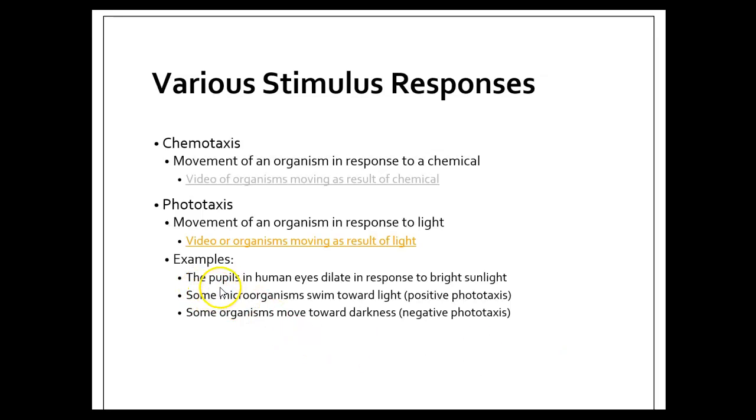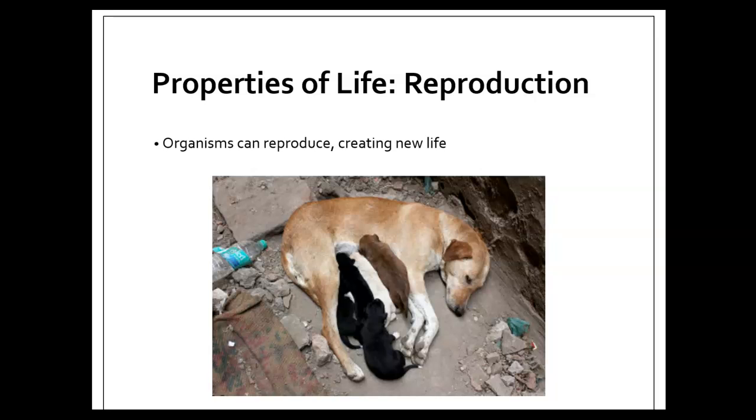Some other examples of responding to stimuli are when the pupils in our eyes dilate in response to bright sunlight, but if we're in the darkness, our pupils become smaller, they constrict. Some microorganisms will swim toward light, and if it's a response toward the stimulus, we say it's positive, so that would be positive phototaxis. And some organisms move toward darkness, so that would be negative phototaxis because they're moving away from the light. Okay, so that's the property of life called response to stimuli.